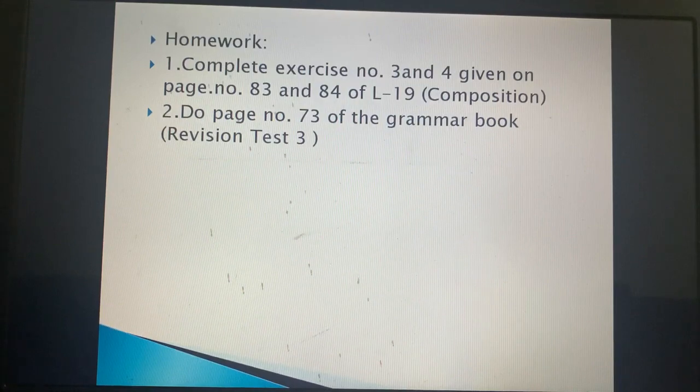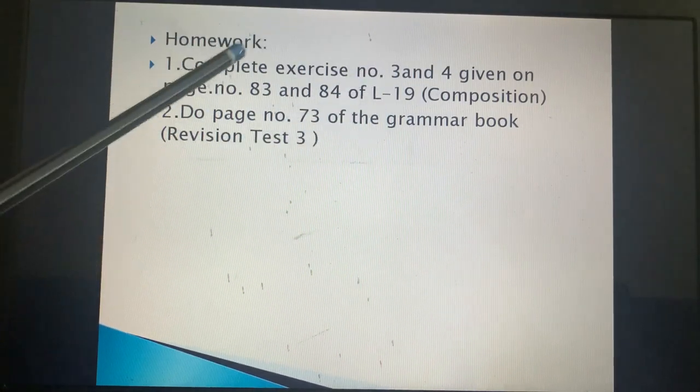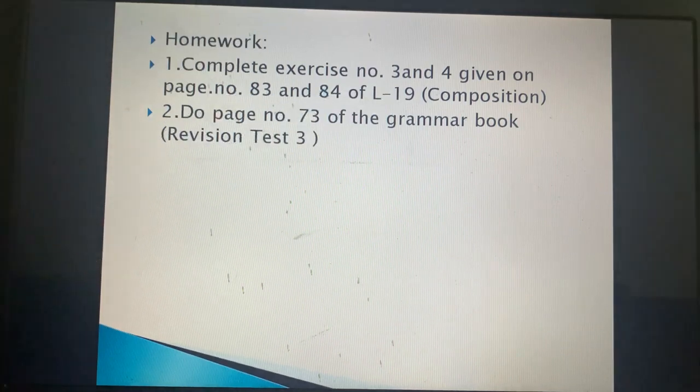Now, what's your homework is? You have to complete exercise number 3 and 4 of chapter number 19. Which is given on page number 83 and 84. That is all about composition. And you have to do page number 73 of review test 3. Do it. It's all for your revision. इससे आपकी revision ही हो रही है और आपको topic और अच्छे से clear हो जाएंगे because there are less number of topic in term 3. That's all in this lecture.